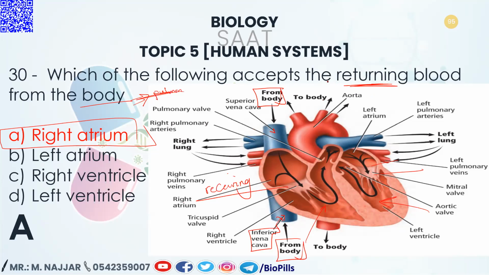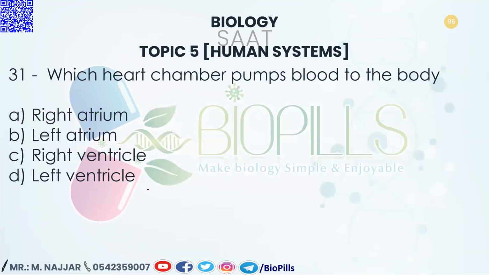If you say returning blood from the lung, it will be the left atrium via the pulmonary veins. But this is not mentioned in the question stem. Returning from the body through the superior and inferior vena cava into the right atrium. Next question. Did you agree with this, Ahmad Al-Ghamdi? Did you get it, dear?